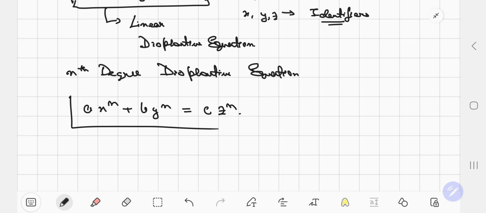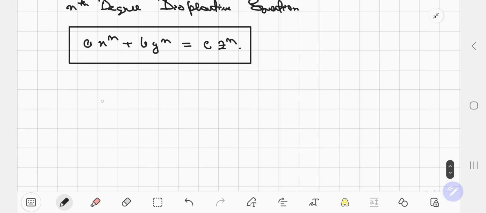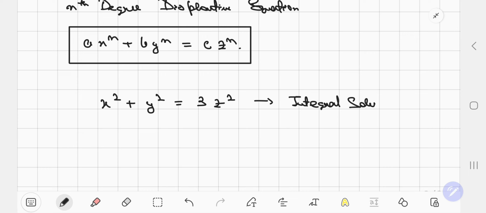Again a, b, c are integer coefficients, and if we want to find a solution to this equation, then the solutions must be strictly integral, and if we can't find integral solutions, then we simply say that this equation has no solution. So we are going to discuss a similar quadratic Diophantine equation of the form x squared plus y squared equals 3z squared. And what I want to do is find integral solutions to this Diophantine equation.